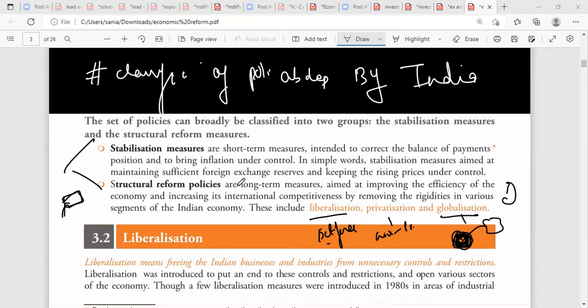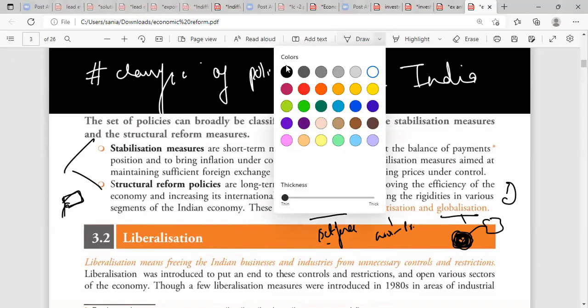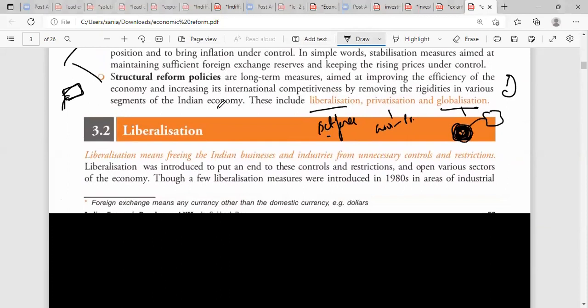Okay. Now, we are basically going to do reform policies like liberalization, privatization, and globalization. Clear? So, first we'll discuss what is liberalization. Ma'am, what is liberalization? Liberalization means freeing the Indian business and industries from unnecessary control and restriction. Liberal means freedom, no restriction. So, liberalization was introduced to put an end to these control and restriction and open various sectors of an economy.